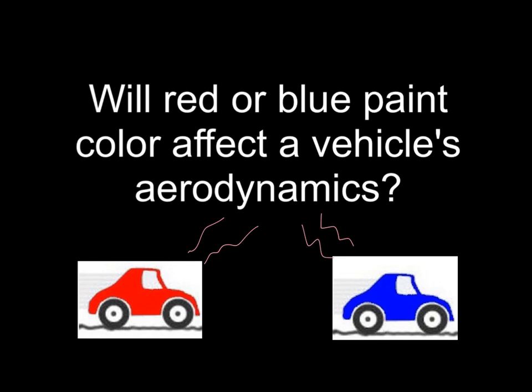What if we looked at the data from the blue vehicles and found that they did not affect aerodynamics? Does this mean that the red paint must have an effect? Not at all. Just because one of the variables doesn't work out, doesn't mean that the other one has to. The only way to determine if red affects aerodynamics would be to actually run the test with the red paint.